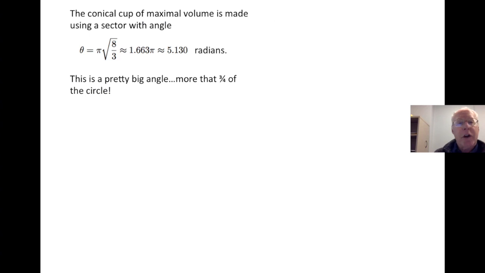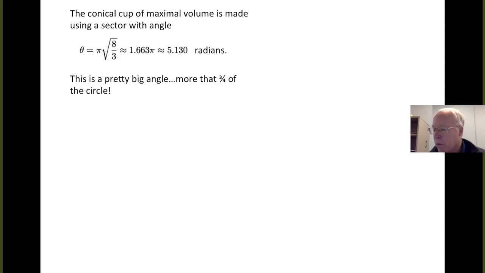So this conical cup we found has maximum volume if the cut is made with a sector of angle pi root 8/3, that's about 1.663 pi, or about 5.13 radians. Now remember, a whole circle is 2 pi, so this is bigger than 1.5 pi, so we're actually making a cut a little bit bigger than 3/4 of the circle. So that's a pretty big cut, pretty big angle.